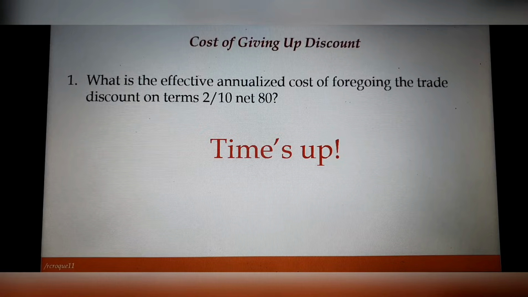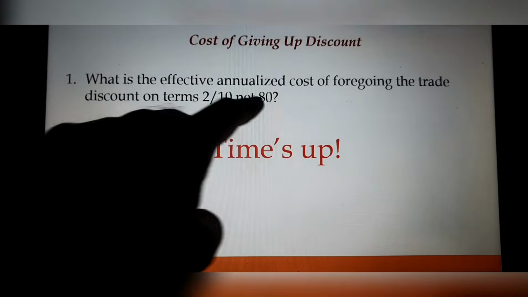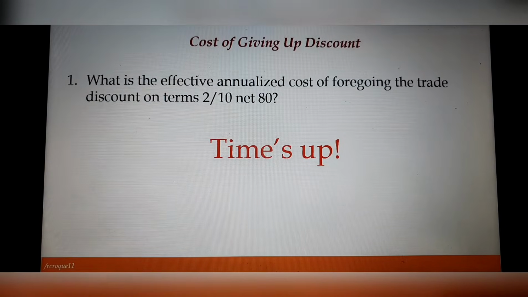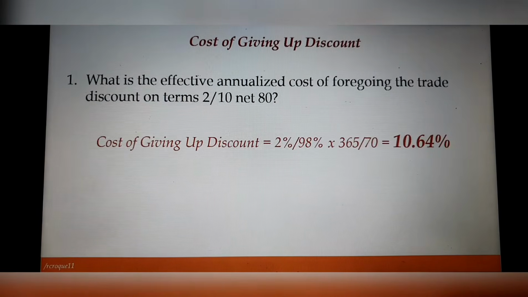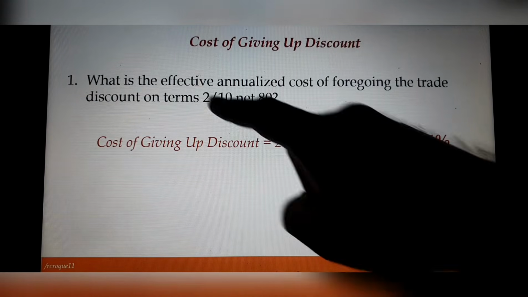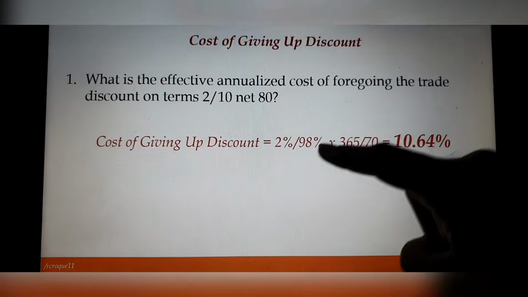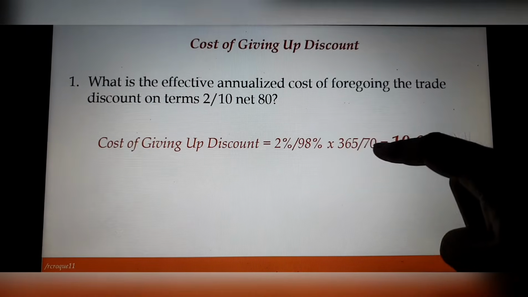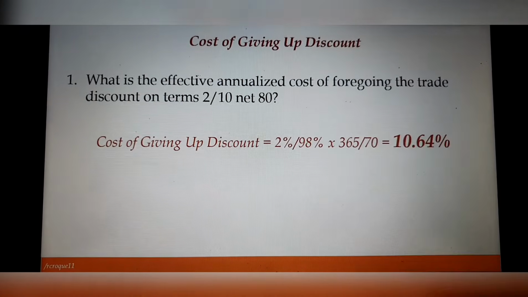Okay, time's up. So what is the effective annualized cost of foregoing the trade discount on terms of 2/10 net 80? So the answer is 10.64%. I hope you were able to get it correctly. So that would be 2 divided by 98 times 365 over 70, galing sa 80 minus 10.